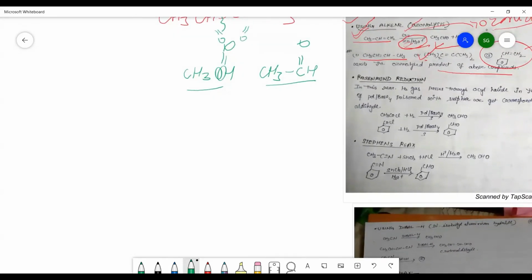चलिए एक और ट्राई कर लेते हैं. Suppose you are having CH3 whole twice C double bond CH2.